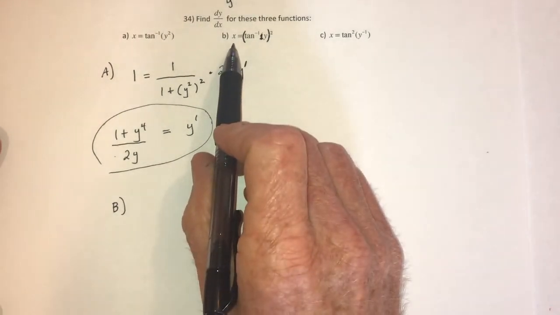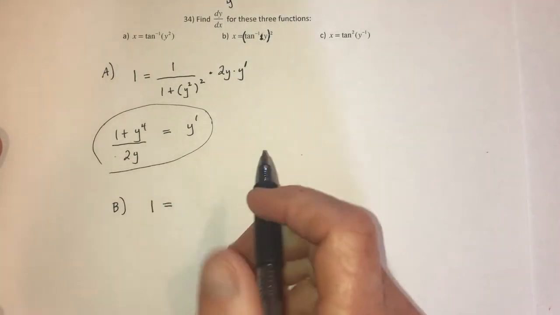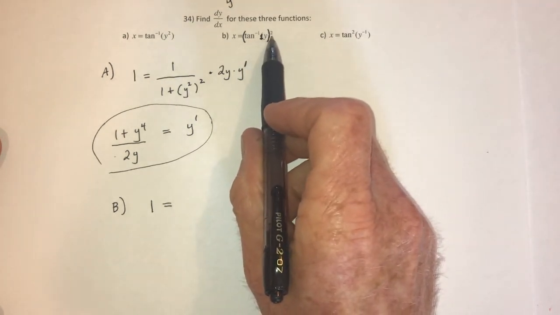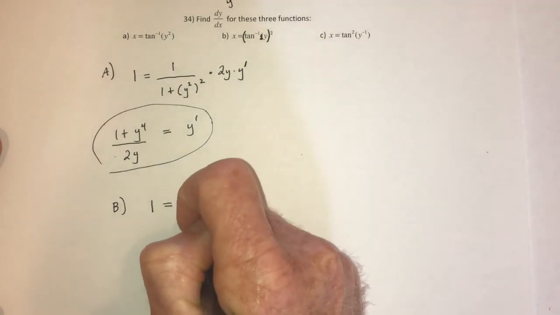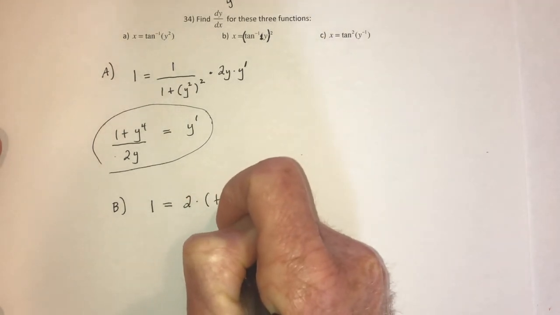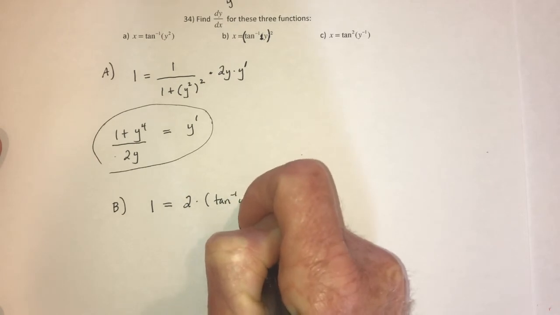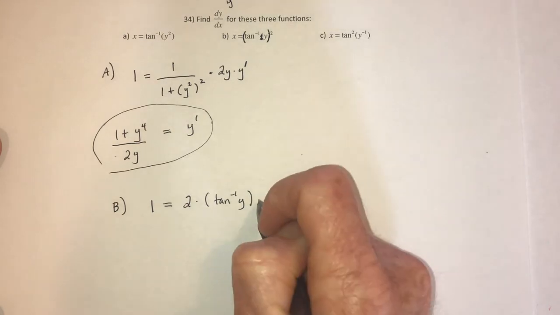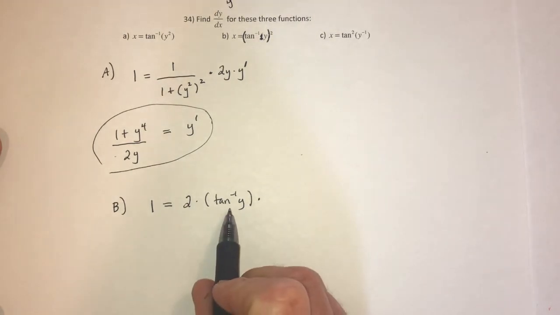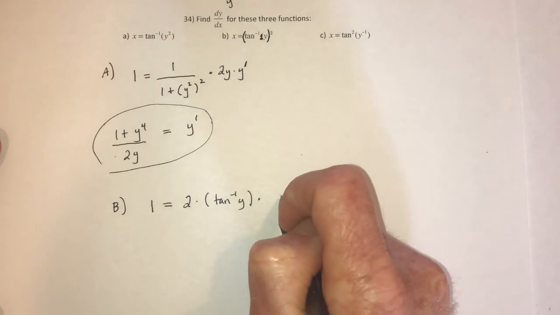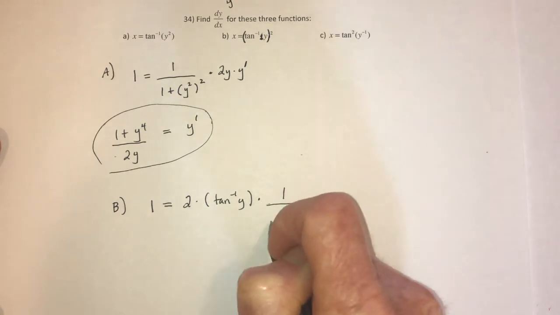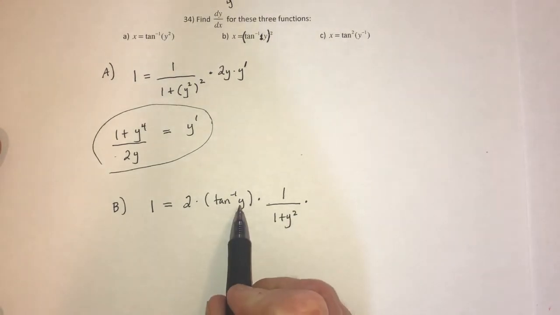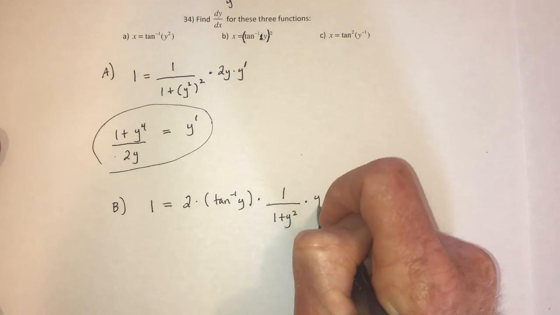So again, the derivative on the left side will be 1. And since this squared is applying to the whole thing, take the derivative of the squared function. So that'll go 2 times, and then leave the inside alone, tangent inverse of y, and then subtract 1 from the exponent, so it's now a 1. Now take the derivative of what's inside the parentheses, and the derivative of tangent inverse will be 1 over 1 plus y squared. And finally, take the derivative of this y, and that's going to be y prime.